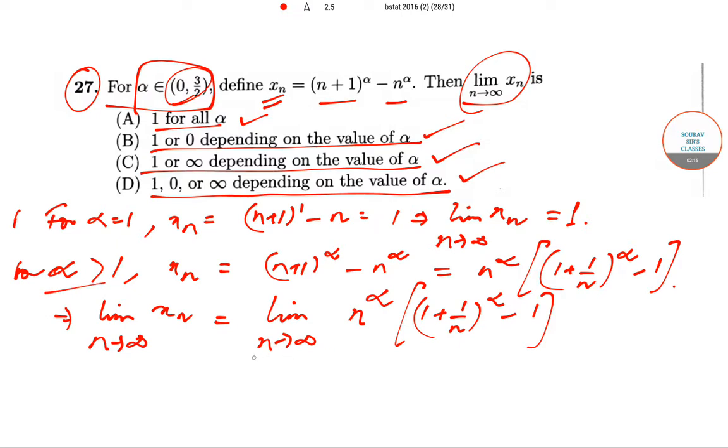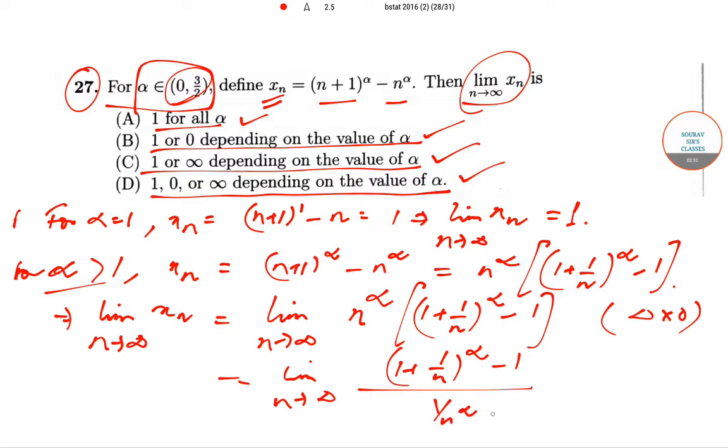Now if you put n tends to infinity, then infinity to the power greater than 1 is infinity, and infinity into, since 1 by n is 0, 1 to the power something will be equal to 1, so ((1 plus 1 by n) to the power alpha minus 1) is 0. So infinity into 0, this is the indeterminate form, infinity into 0. So what we have to do, we have to take n to the power alpha to the bottom. So this will be equal to the limit as n tends to infinity of ((1 plus 1 by n) to the power alpha minus 1) divided by 1 by n to the power alpha. So this is of the 0 by 0 format.